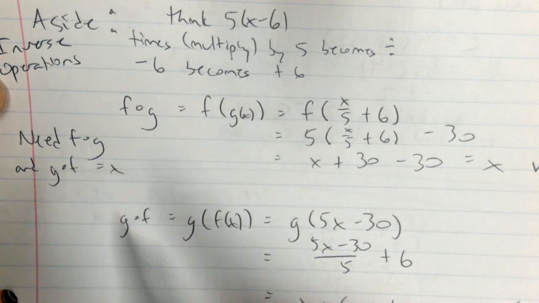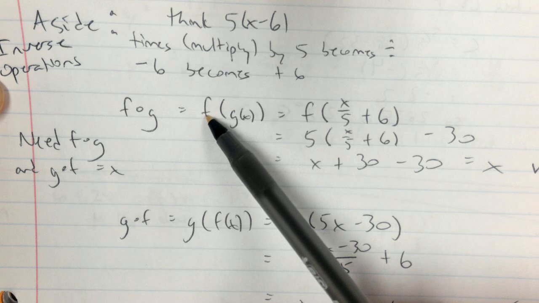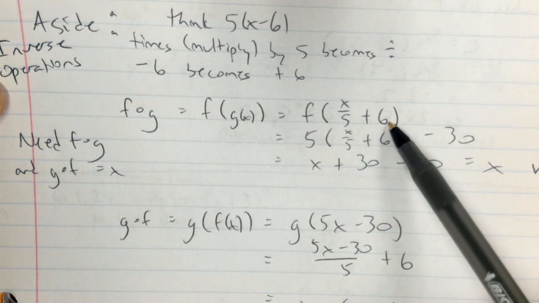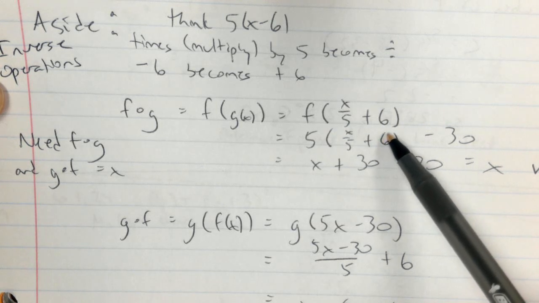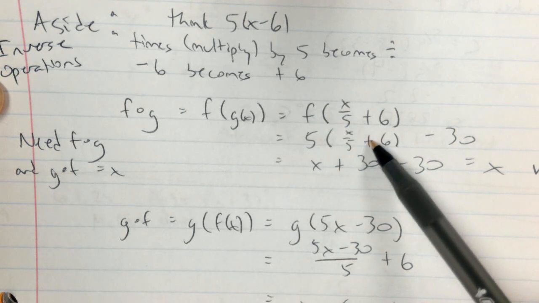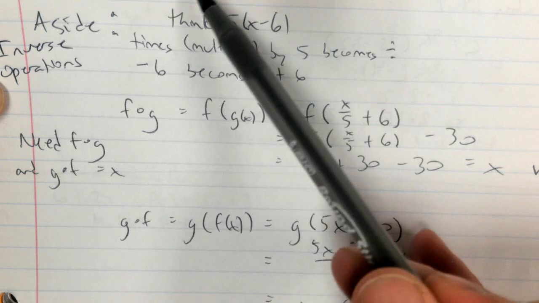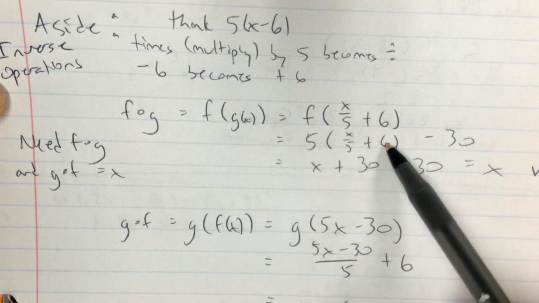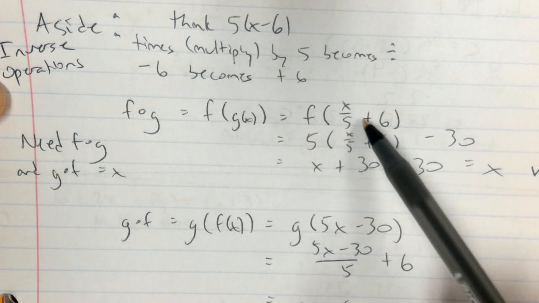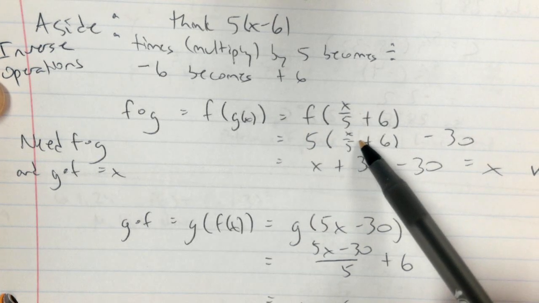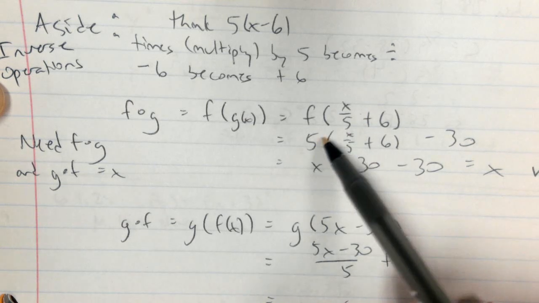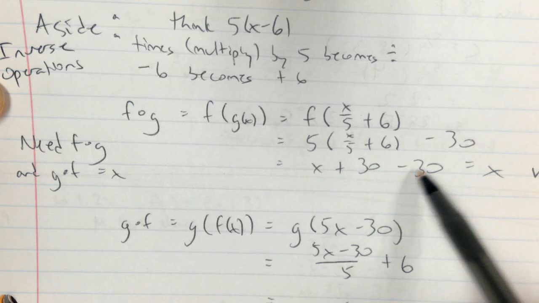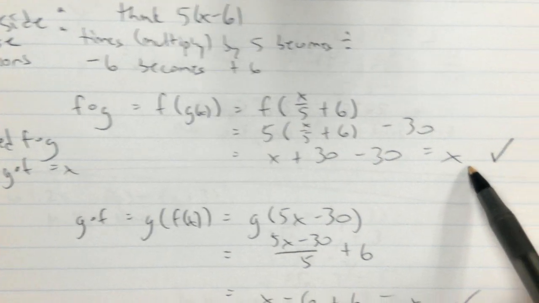Now normally what we would do is we would do f circle g, or f composite g. So you put f and then you write the g function, which is x over 5 plus 6, and then you apply f to that function. Well, f is 5 times x minus 30. So we have 5 times something minus 30, and you put this in for the x, and then you just distribute, and if it's really an inverse, your numbers are going to cancel and you'll get x. And so then I'll just put a little check mark.